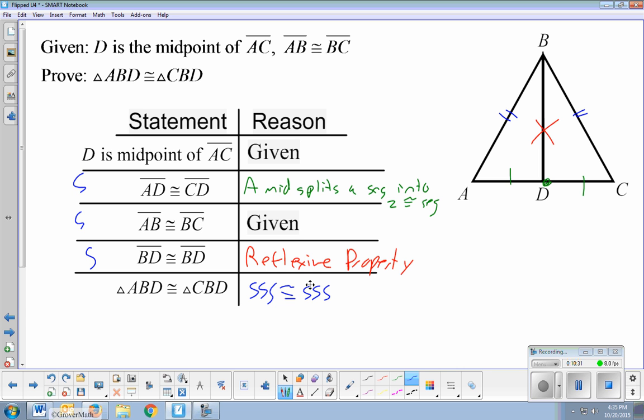So based on the given information, find your three pairs of congruencies and then look at the triangle. Do you have two sides and the angle between? Do you have two angles and the side between? Or do all three sides correspond to all three sides of the other triangle? There are a couple of others, and we do have two more, which we're going to see in the next one.